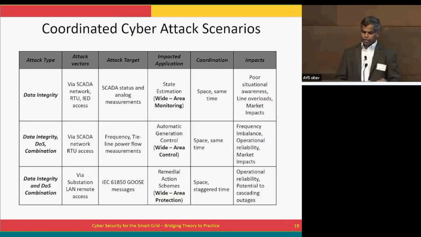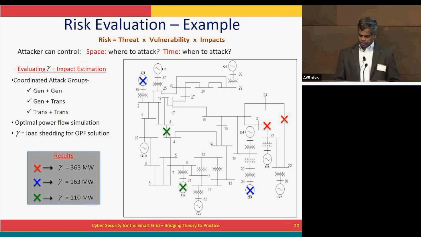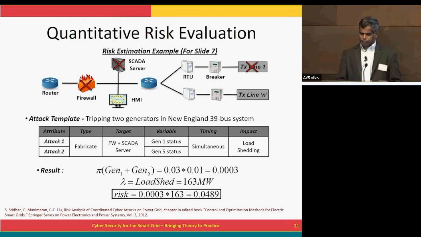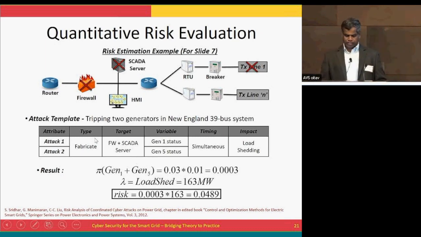So there are different coordinated attack scenarios that are possible. I kind of mentioned them before. Once you have these probabilities, you can compute risk indices, something like this. So generator 1 and generator 5 simultaneously being compromised. What is the probability? That is that pi, that is 0.03. Let's say there was some analysis using some Markov type of analysis. That's what it came up with.